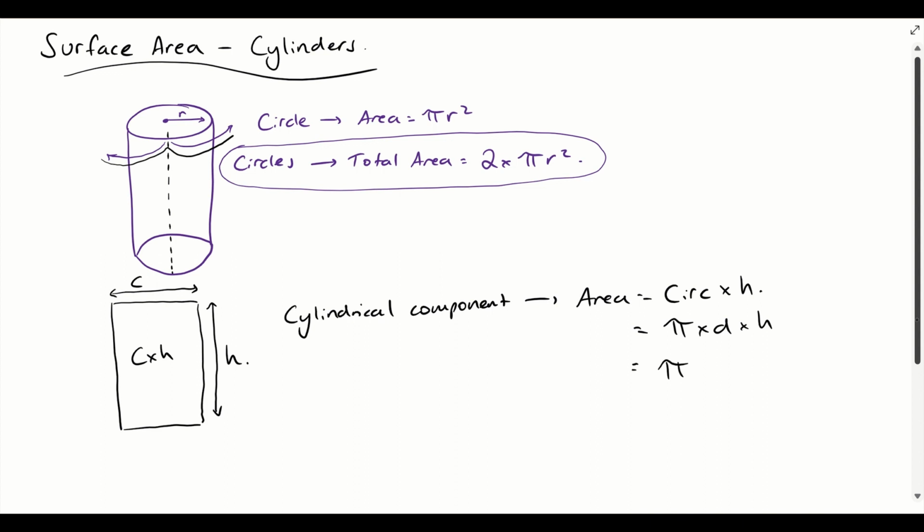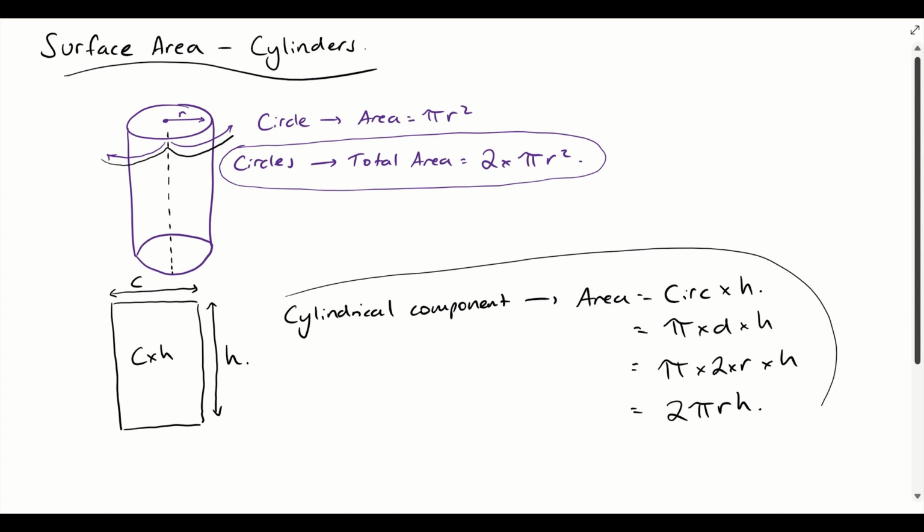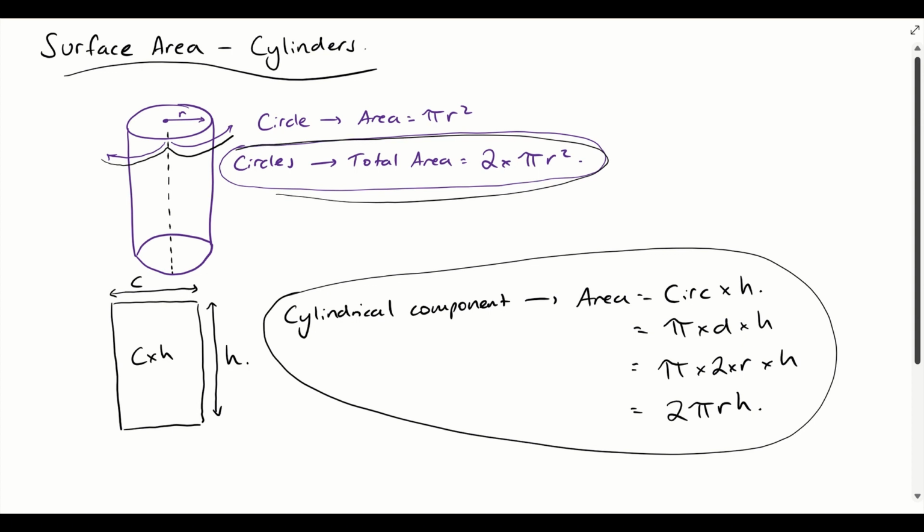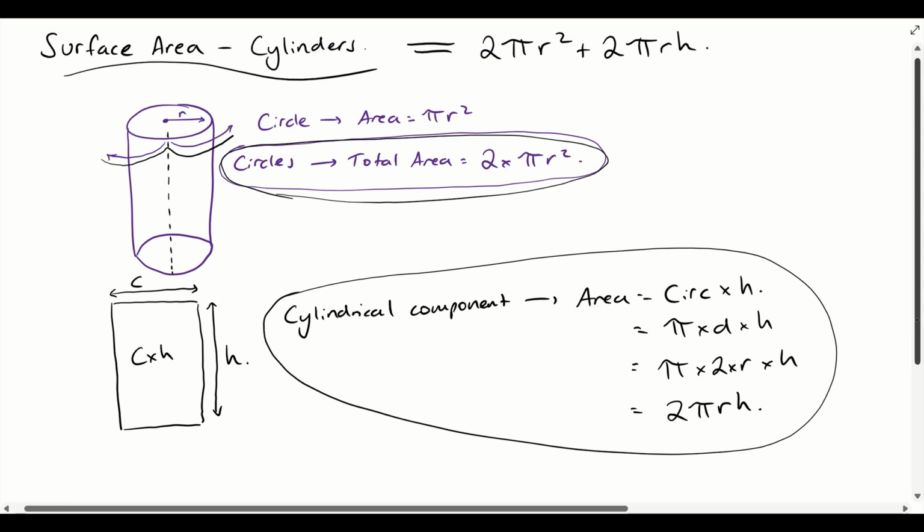So we can put that in. We can say pi times 2 lots of r times the height. And well, let's simplify that down to just be 2 pi r h. And now the formula for the total area of this entire cylinder is going to be the cylindrical component, that bit in the middle, and then just the 2 circles on the top. So let's add those together and we'll make a formula up the top here that is 2 pi r squared plus 2 pi r h, where we have our radius given here and the height is just the height of our cylinder.